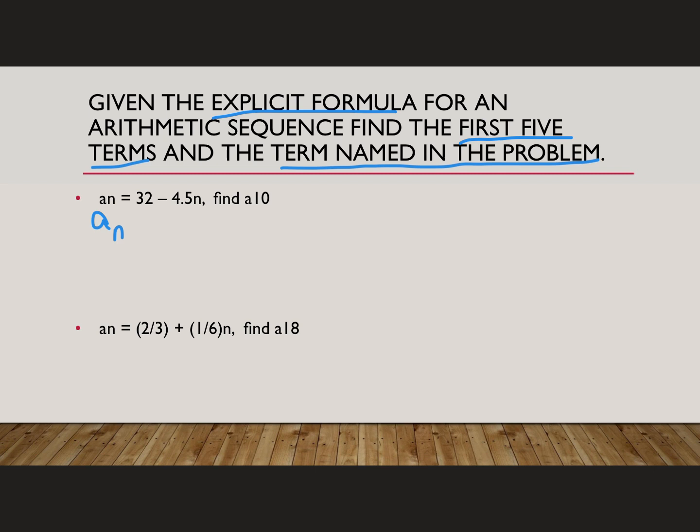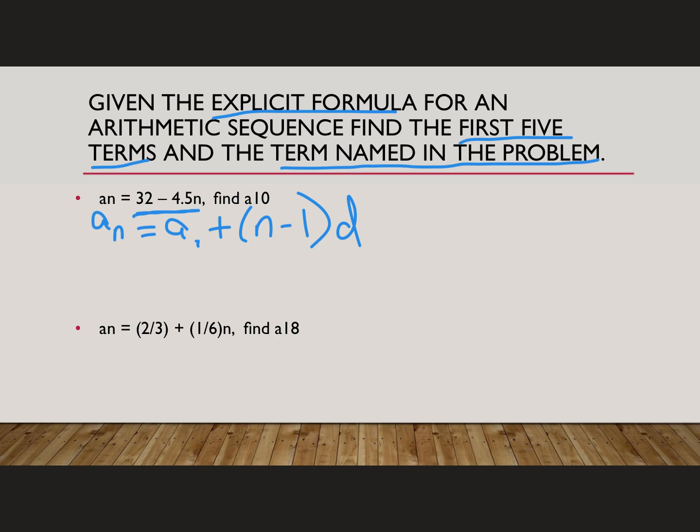So for this equation, notice that they've actually gone ahead and distributed out. So remember that our formula was A sub n equals A sub 1, the first term, plus n minus 1 times d.